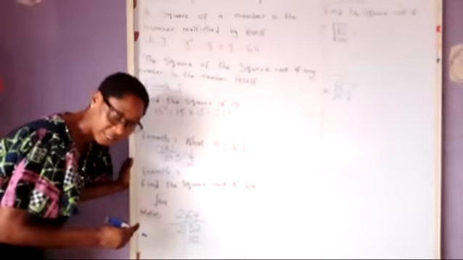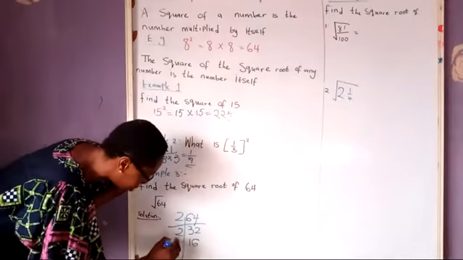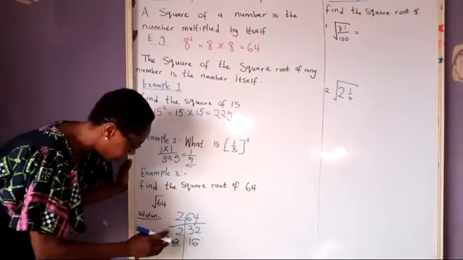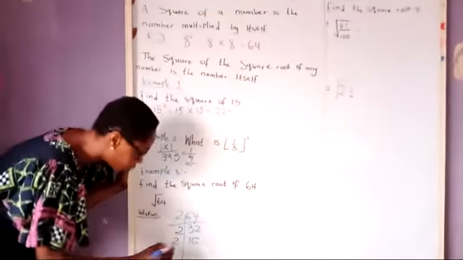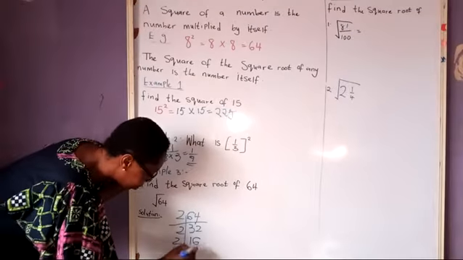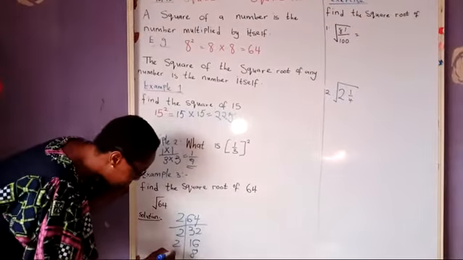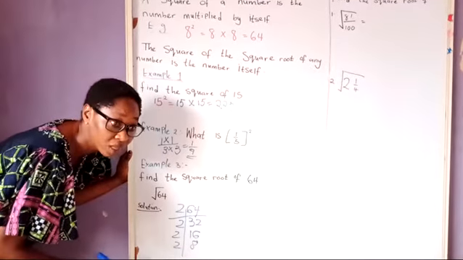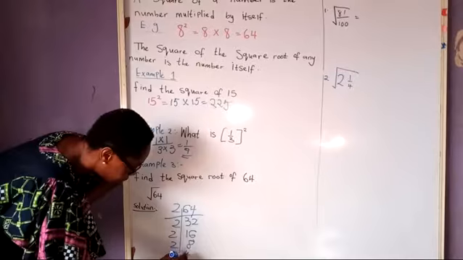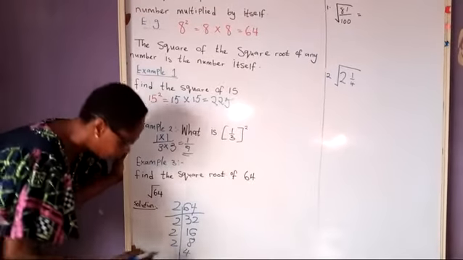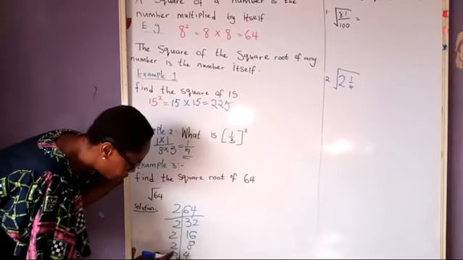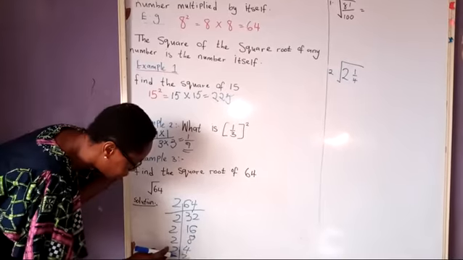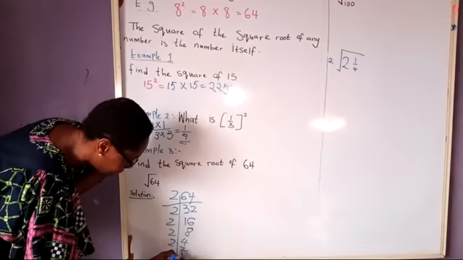What can go in 16 again without a remainder? Let's try 2 again. 2 in 16 will give us 8. 2 can go again. 2 in 8 will give us 4. 2 again. 2 in 4 will give us 2. 2 in 2 will give us 1.